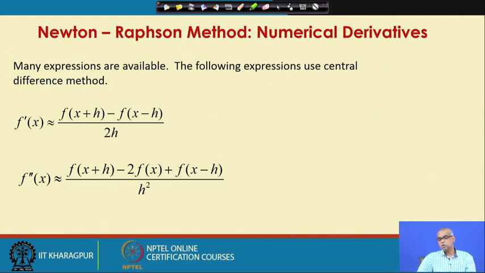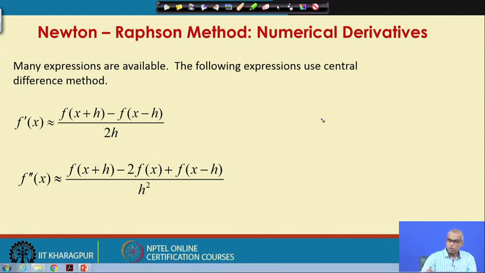Sometimes we have to make use of numerical derivatives. Several expressions are available. Here we are showing the expressions obtained using the central difference method. So, f prime x equal to f of x plus h minus f of x minus h by 2 h.